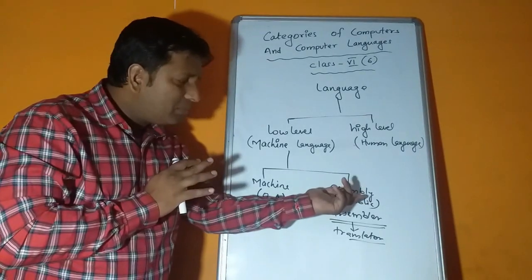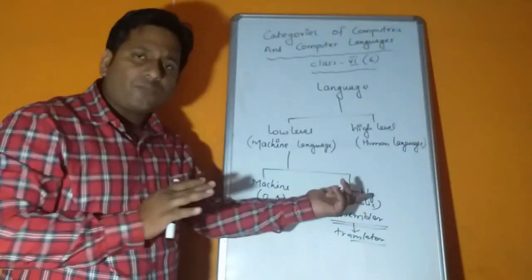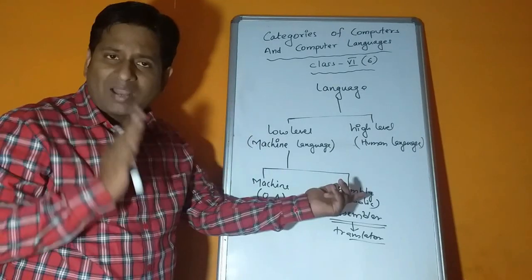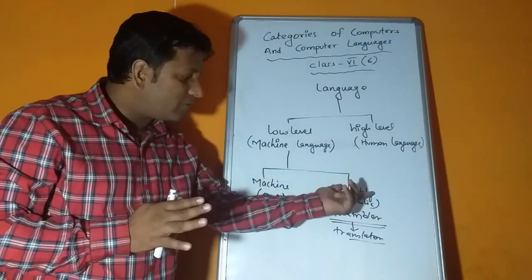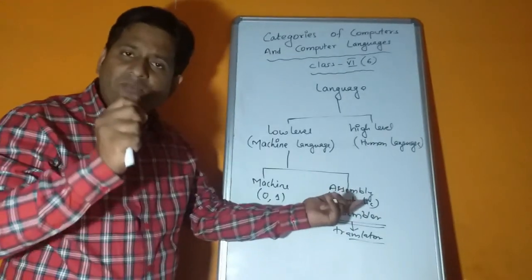The rest of the languages, like assembly language, are also part of low level only, that means machine understandable language, but still this language uses some symbolic codes, some abbreviated words.